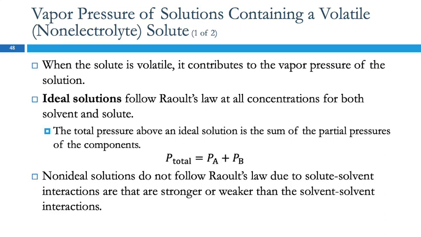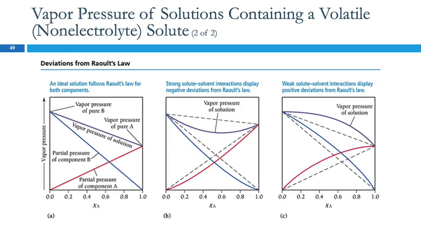But there are also non-ideal solutions, and these do not obey the rules because of interactions between the solute and the solvent. So this is ideal behavior. What are these funky things? Here we're looking at vapor pressure on the y-axis and mole fraction of A on the x-axis. That's y, this is x, yes.